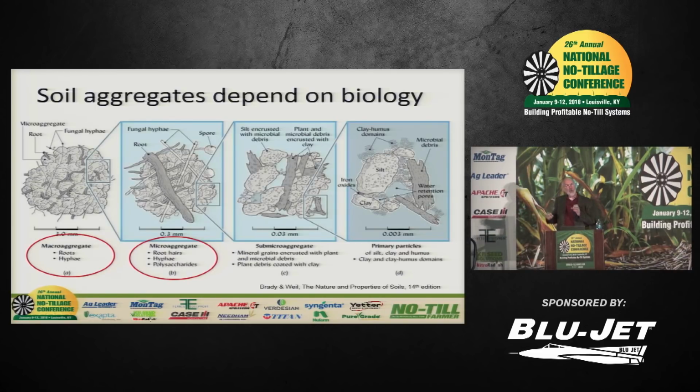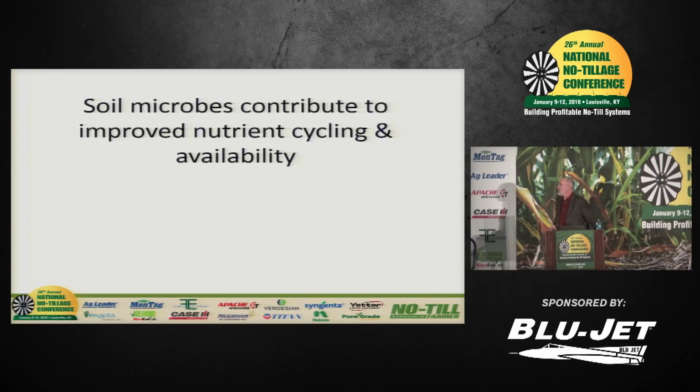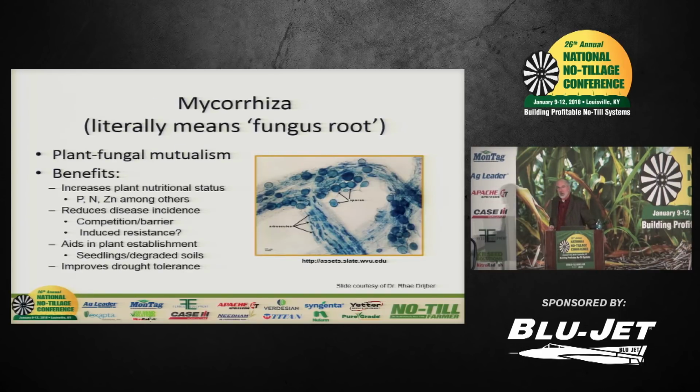So unless we have organisms active and functioning in our soil, we're not going to get this aggregation. We're not going to get the pore space. We're not going to get the benefits of water infiltration and movement. So again, microbes absolutely critical to this. So microbes contribute to improved nutrient cycling, and I just want to touch on one specific area. We're going to talk about mycorrhizal fungi.